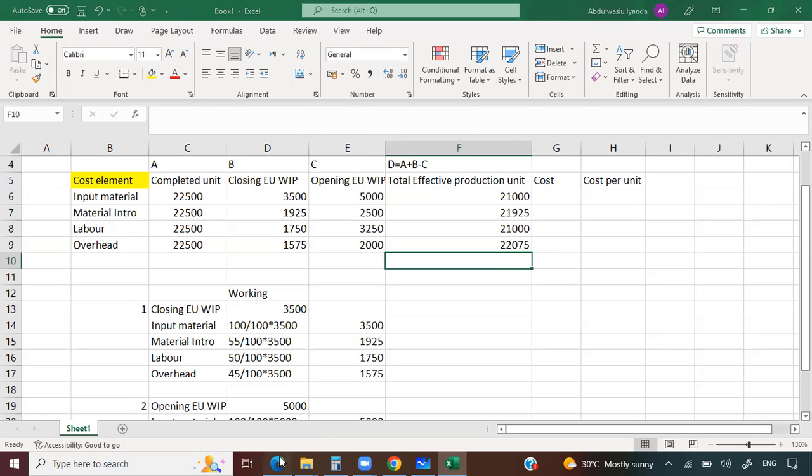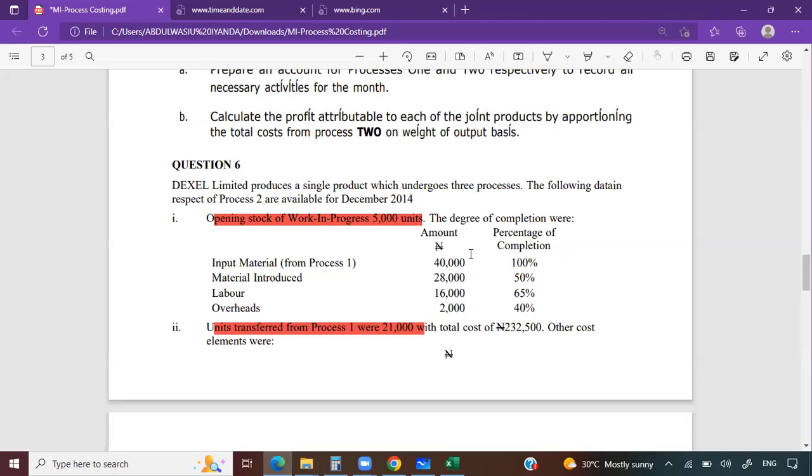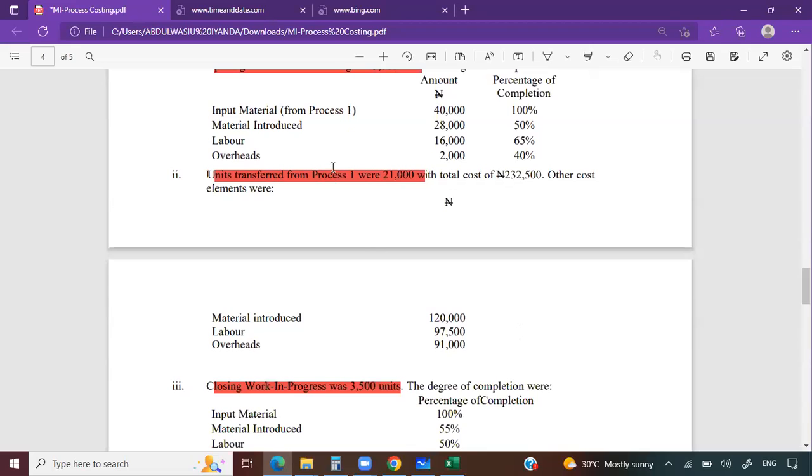So let's go now. I said opening, the degree of completion is this. Now we are being told, look at the additional information too. The unit transferred from process 1 were this, with a total cost of this. Other cost elements are this. So this will be for material. This is what you are bringing from process 1.